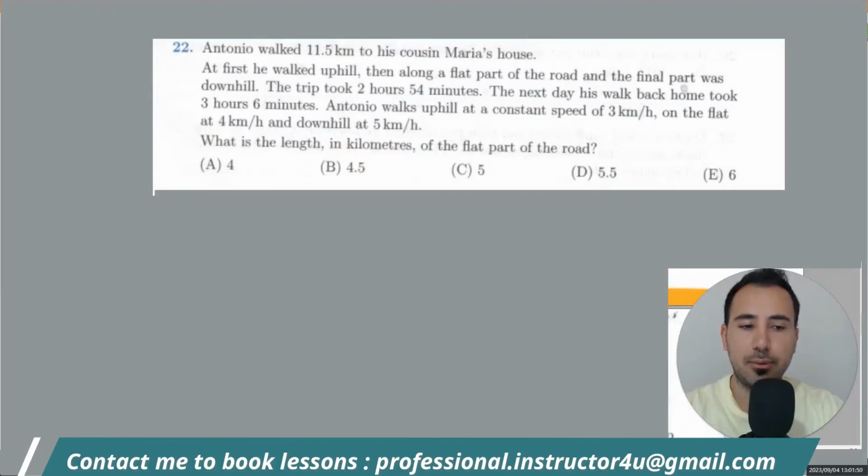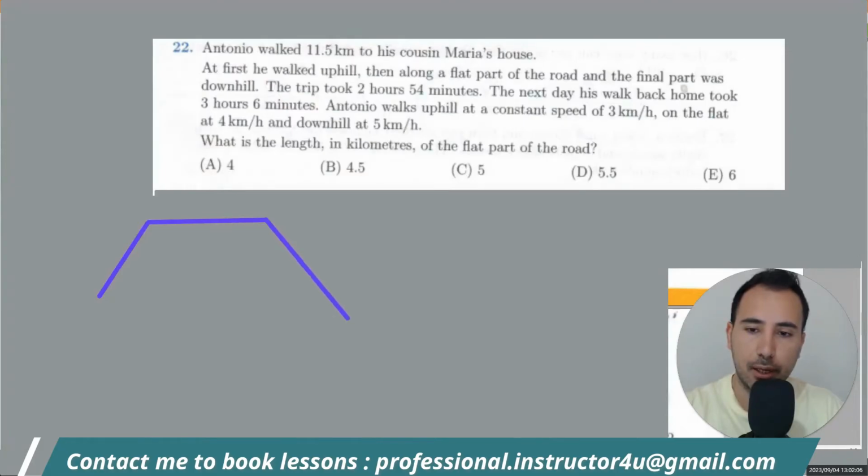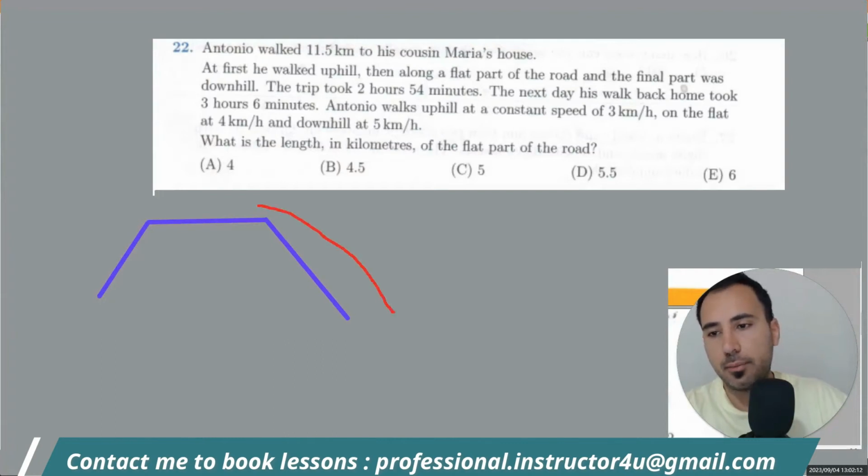So first, how is that even possible that you go a path, you come back, and the times are different? So on the way that he's going, he goes up, he goes the flat part, and the downhill part is larger than the uphill part. So when he comes back, okay, it will take him more time to do that.